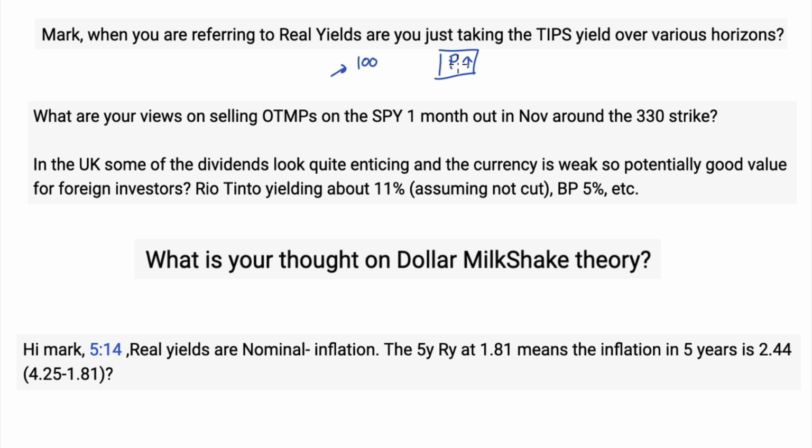What are your views on selling out of the money puts on the SPY 1 month out in November around the 330 strike? Well, everything has risk, right? You have to be comfortable. You have to ask yourself this: what if I'm wrong? Am I willing to A, take the cash loss, or B, own the market at 330? If the answer to either of those two questions is a no, then you don't do it. You have to be comfortable with the outcome.